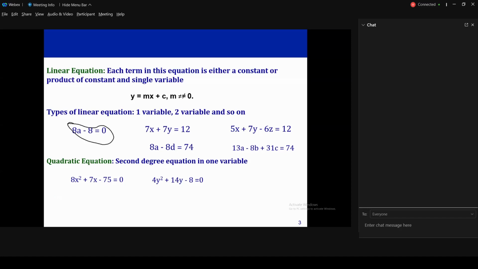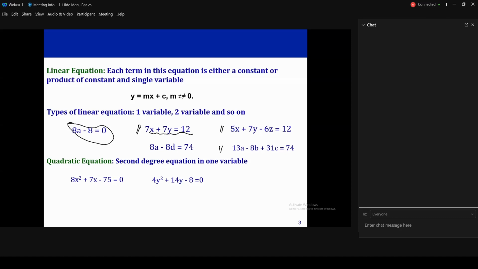The other equation is a two variable equation. Look at this. This is a two variable equation: 7x plus 7y is equal to 12. Or 8a minus 8b is equal to 74. These are three variables. We cannot solve these one variable or two variable equations alone. For two variables, we need at least two equations. Then we can solve it. For three variables, we need three equations. So these are the linear equations.